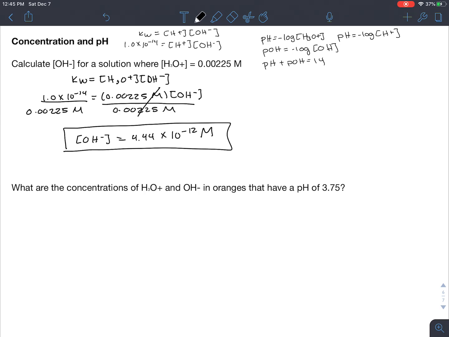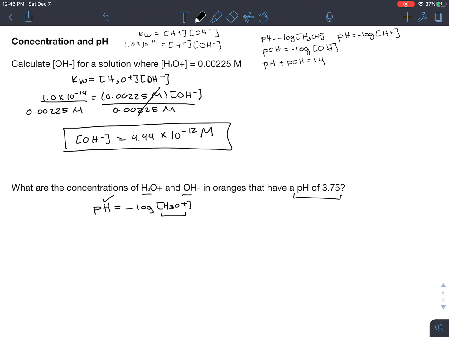Looking at the next one. What are the concentrations of hydronium and hydroxide in oranges that have a pH of 3.75? Okay, so I also want the concentrations again. This time I'm given a pH of 3.75. Now, like I wrote on the top, pH is equal to negative log of hydronium ion. Well, I want this, and I'm given this.